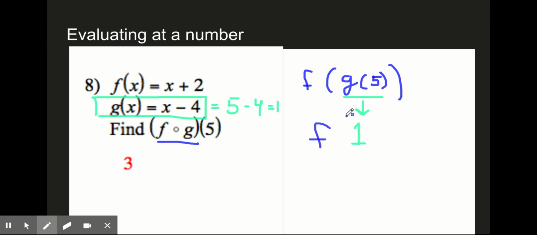So if I know that g of 5 is 1, I'm now going to take f of 1. So I'm not plugging 5 into both of these. That's the tricky thing. I'm not plugging 5 in here and here. I'm plugging 5 first into g, and then when I'm done, okay, 5 minus 4 is 1. Now I'll take that new result and plug it in here. Okay, so f of 1 equals 1 plus 2. And that's how I get 3.